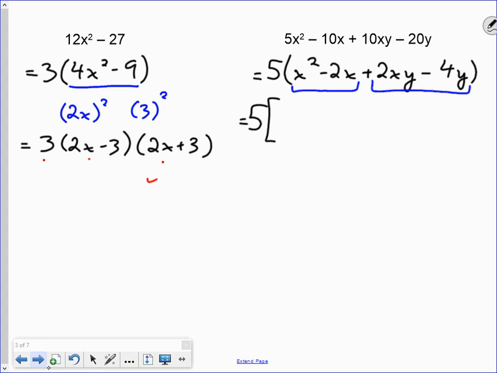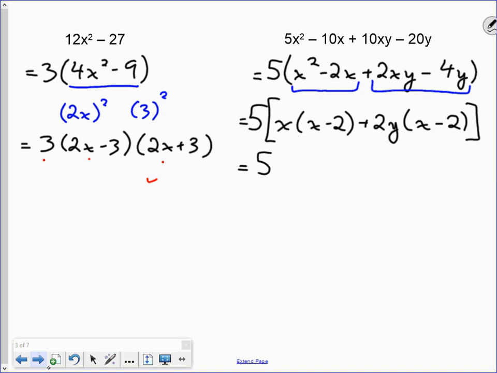And then I'm going to look at the x squared minus 2x. What can I factor from there? I can factor an x as common. I'll be left with an x minus 2. And then from our next 2 terms, let's see, a 2 is common and a y is common. So I'll have x minus 2.